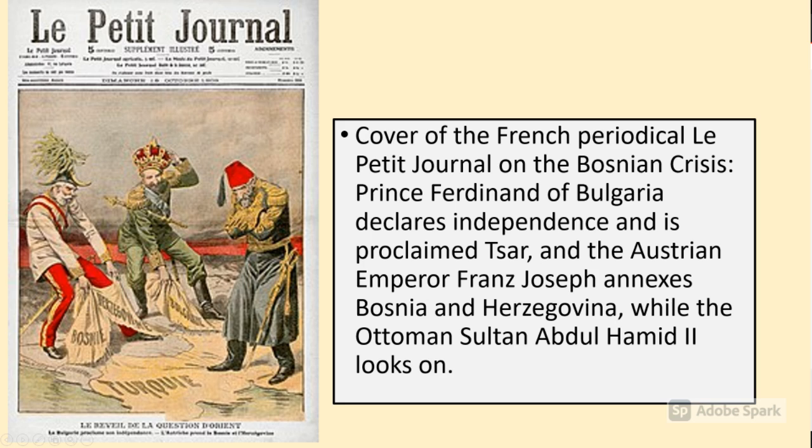Prince Ferdinand of Bulgaria declares independence and is proclaimed Tsar, and the Austrian Emperor Franz Joseph annexes Bosnia, while the Ottoman Sultan Abdulhamid II looks on. What source is this? Is it a primary source or a secondary source?